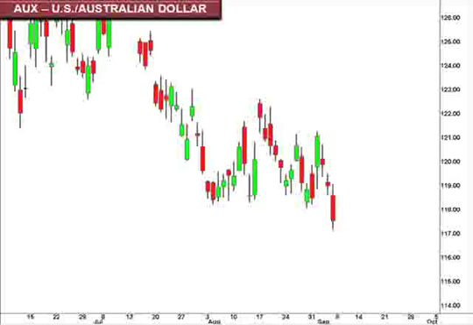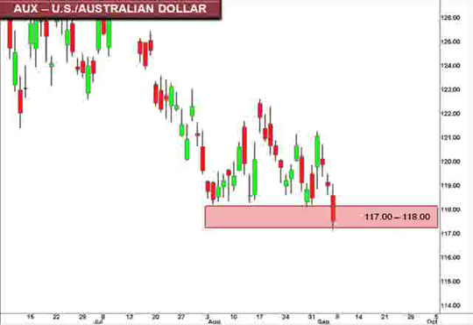Well, the US dollar broke below a major support level against the Australian dollar, as seen here in the AUX. Now, the 117, 118 focal zone still remains a key support. However, unless we see the pair value break back above 118.5, we are looking at the 114, 115 focal zone as being the next logical target.